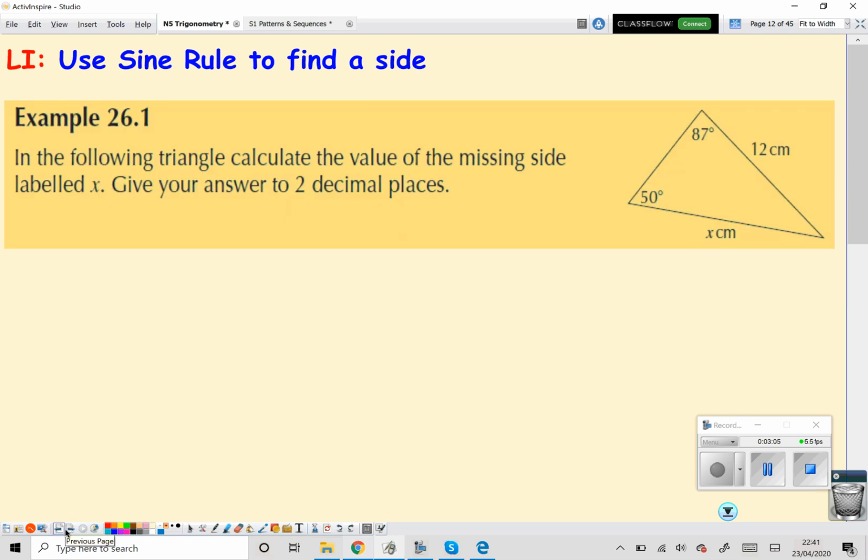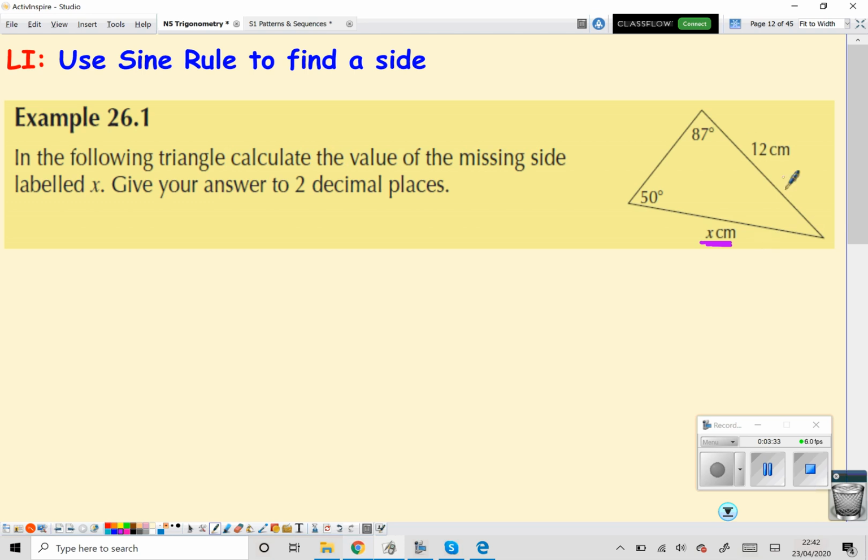So let's have a little look at an example here. We'll take a bit of time over this. I'll go through all the steps very, very carefully with you. And the very first thing that I would get you to do in any case like this is write out the sine rule. Let's have a look at the question. In the following triangle, calculate the value of the missing side labelled x, this one here, and give your answer to two decimal places. Well, that's fine. Okay, we can do that.